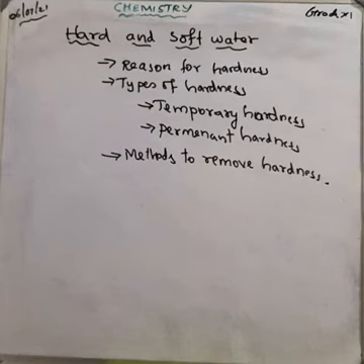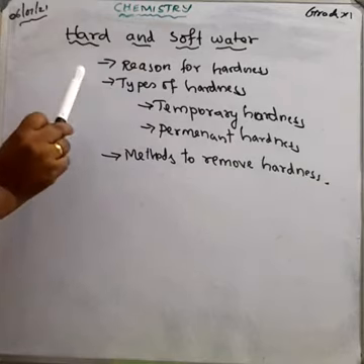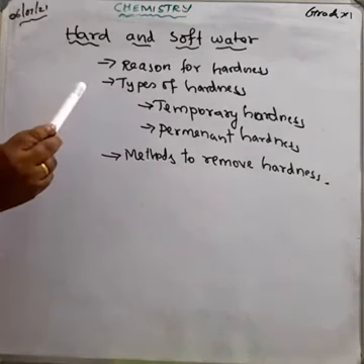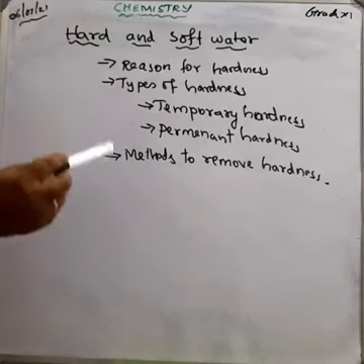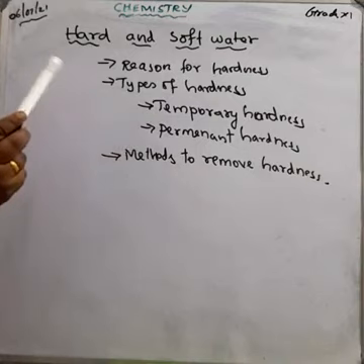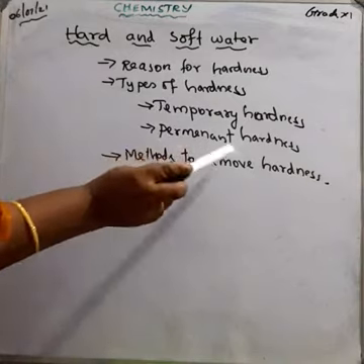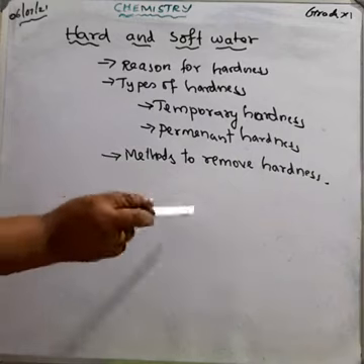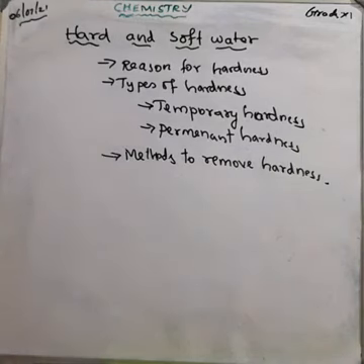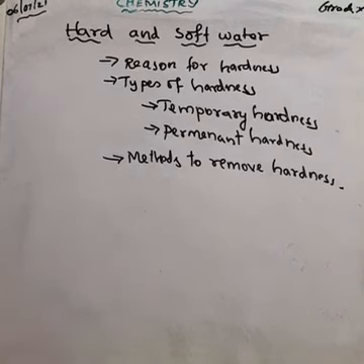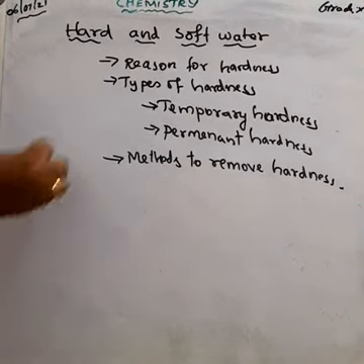Today we are going to study hard water and soft water, the reason for the hardness of water, and the types of hardness, that means temporary hardness and permanent hardness, and how to remove temporary and permanent hardness. Okay, listen carefully, take notes. First, we are going to study hard water and soft water.